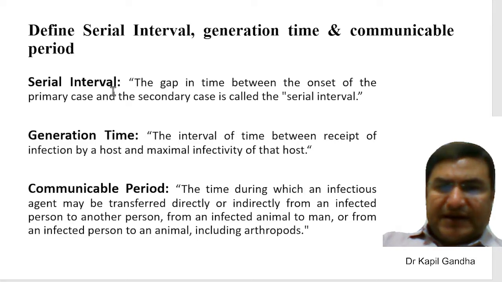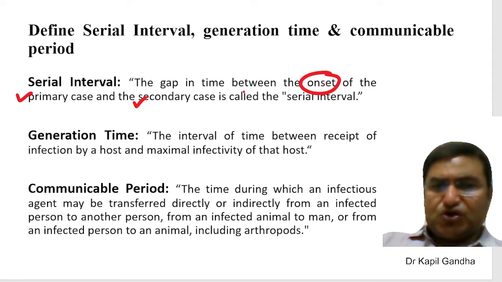A few more concepts, like serial interval. What is serial interval? Serial interval is the time gap between the onset of the primary case and the secondary case. So if the serial interval is shorter, then we can say the disease is more infectious, more communicable.